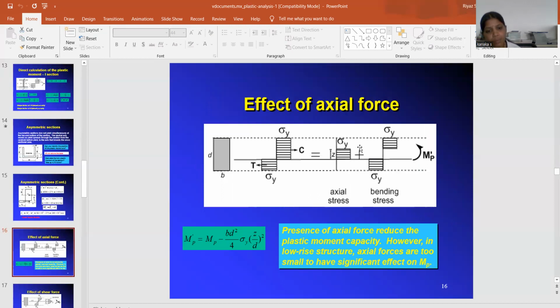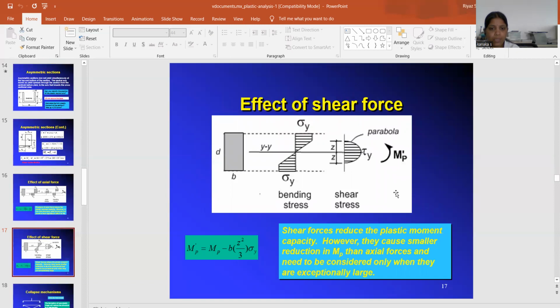So the effect of axial force. M dash p, for the rectangular section B into D, cut by the section, compression and tension, fully plastic, yield stress is formed at the top and bottom portions. This is the axial stress. This is the bending stress. The presence of the axial force reduces the plastic moment capacity. However, in low-rise structures, axial forces are too small to have a significant effect on MP. MP dash equals MP minus P squared D divided by 4 sigma y into (Z by D) whole squared. So this is the effect of axial force.